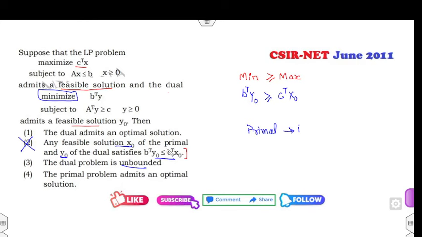When the primal is unbounded. When will dual be unbounded? When your primal is infeasible. But the primal has a feasible solution, so its answer, the dual, will be unbounded, never. Now, the first option: the primal has an optimal solution. The dual has an optimal solution.